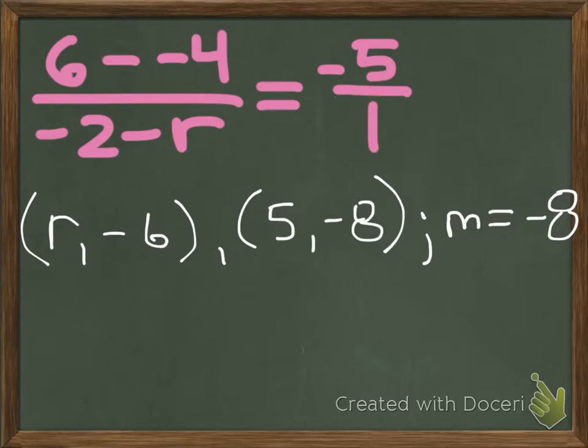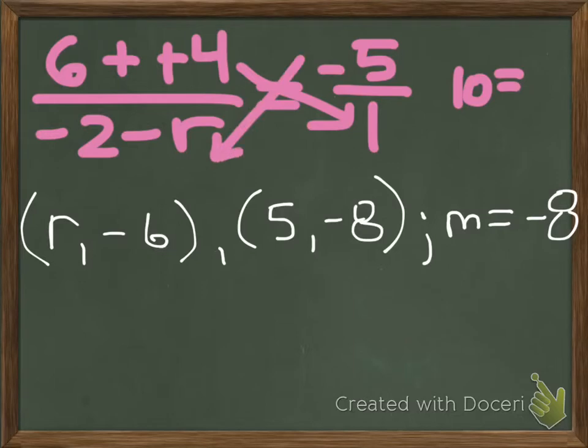And I'm going to solve. I can either cross multiply here, or I can just guess and check. I would actually cross multiply. That would probably be the best way to do it, because -5 is the simplified version of this, so it would be harder to guess and check. So if I were to cross multiply here, I have 6 plus 4, which is 10, times 1, which is just 10, and that would be equal to -5 times -2 minus r, and that would be put in parentheses. So let me make this smaller.